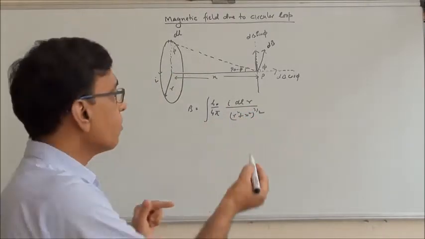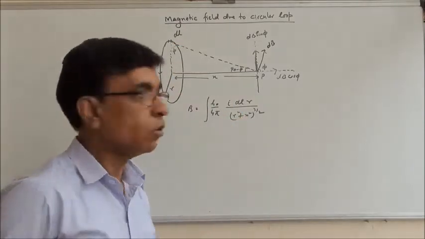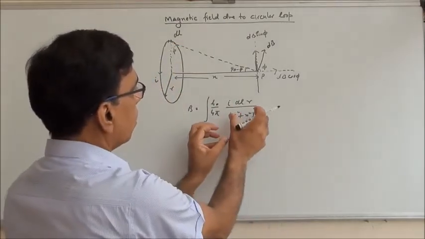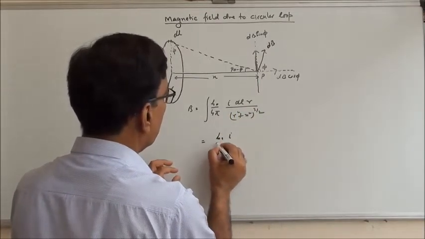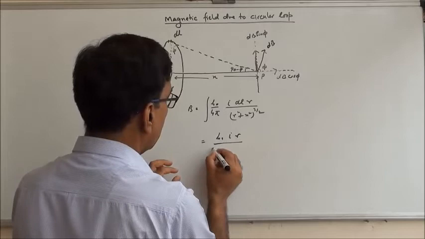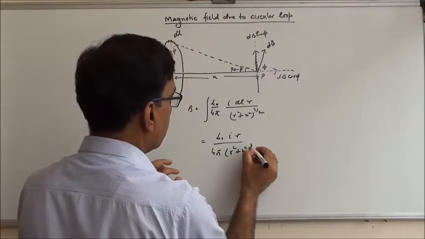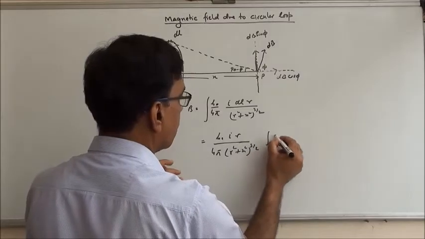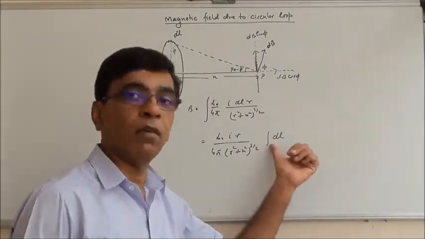The reason being, x is constant, and r is constant. So all these terms which look very complex can be taken out of the integral sign. Mu naught I r upon 4 pi (r square plus x square) raised to the power 3 by 2. All these are constants and we are left with just the integration of dl.